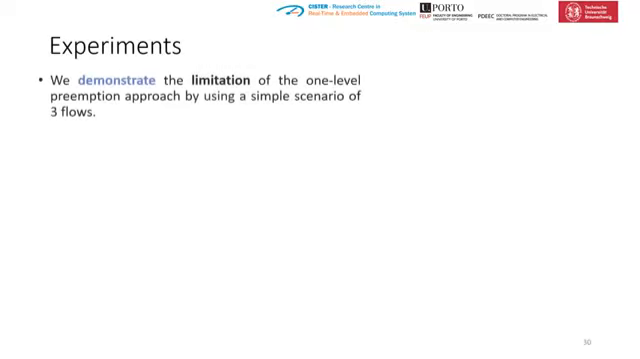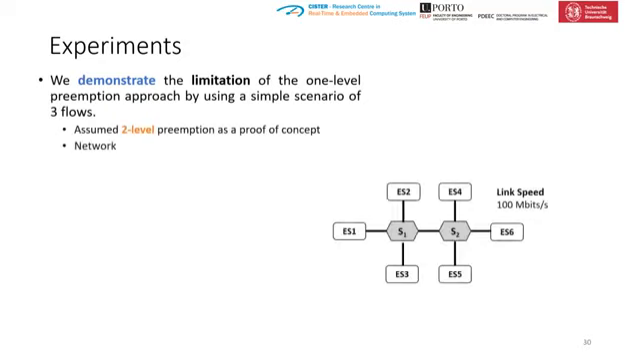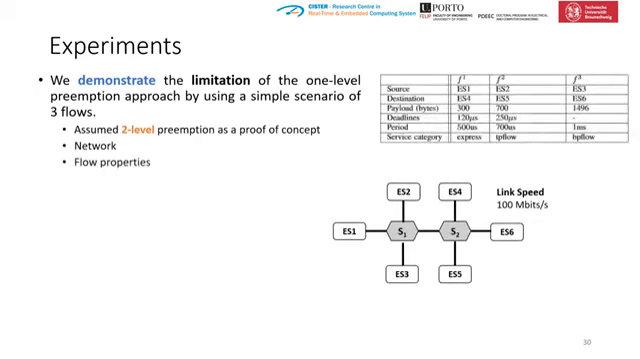Finally, in the experiment section, we demonstrated again the limitation of the one-level preemption scheme experimentally by using 3 flows and assuming 2 levels of preemption. The network consists of 6 nodes and 2 preemptive switches, and the frame properties are as presented in the table above. Two batches of experiments were conducted. In the first batch, we left F1, which is an express frame, only on the express interface. And in the second batch, all time-sensitive flows, both express and preemptible, share the EMAC service interface.